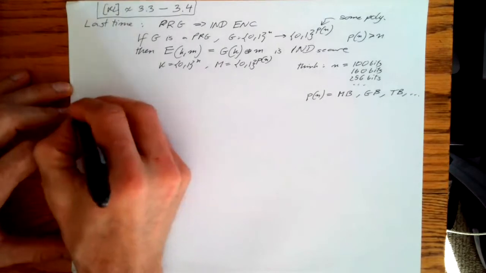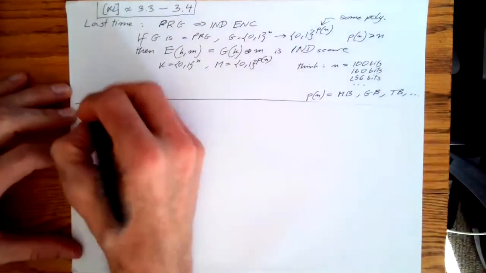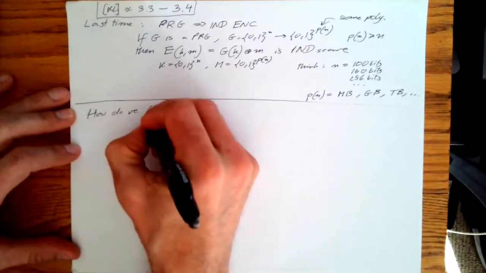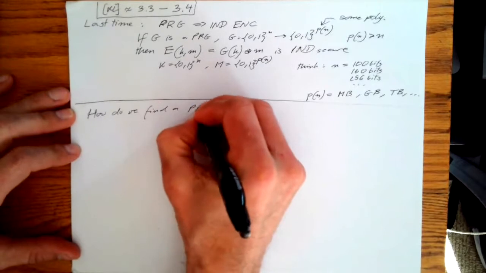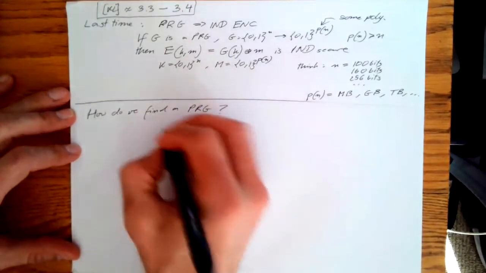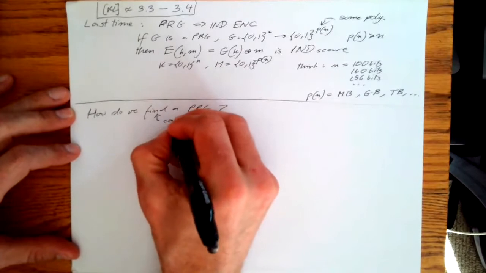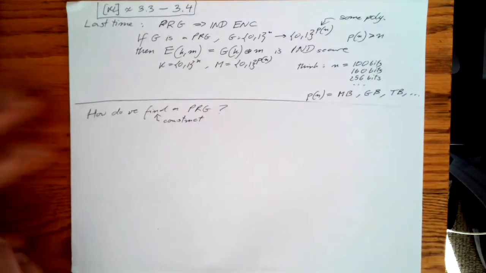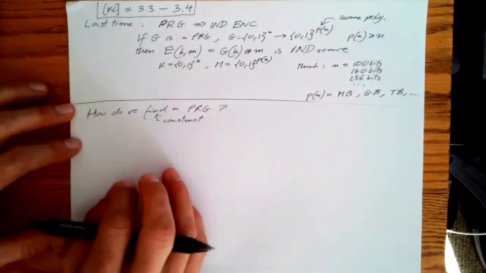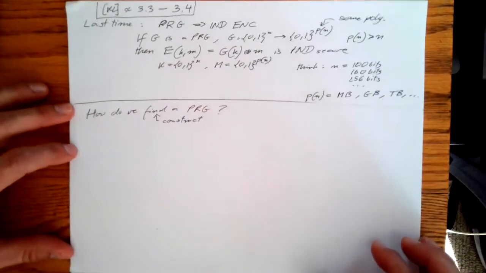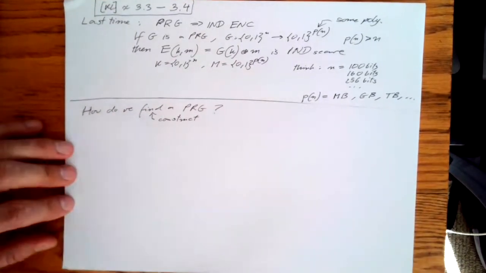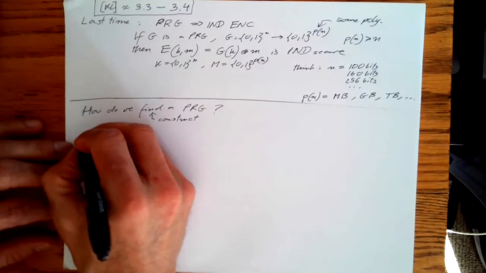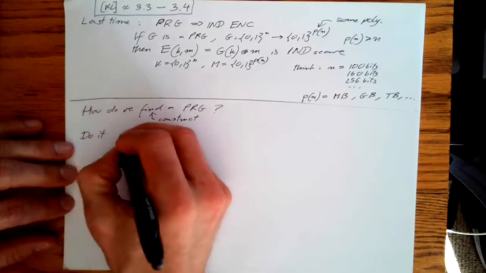So far so good. But how do we find a PRG? And of course, by find I mean construct. So here is what we could do. Do it in 2 steps.